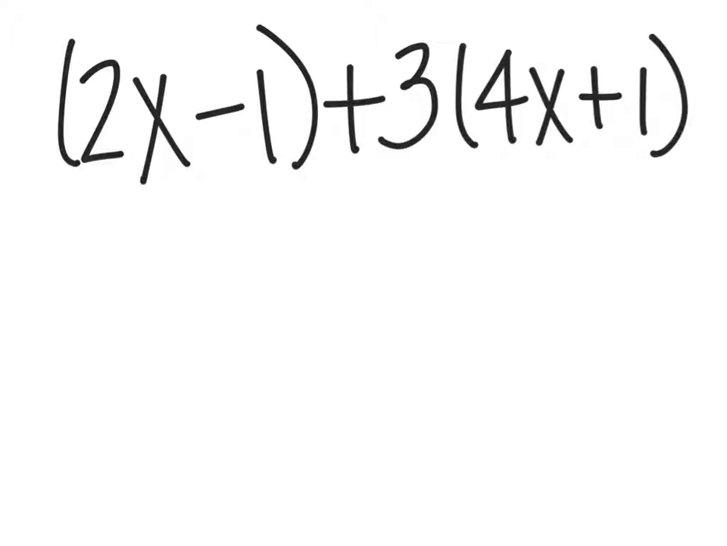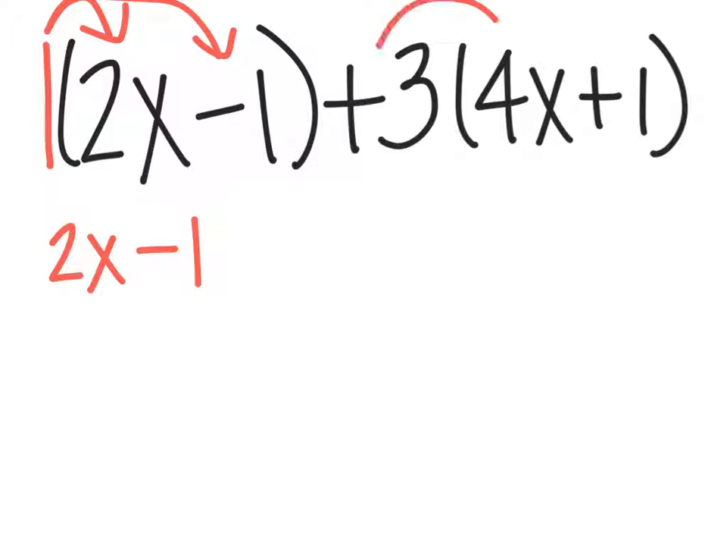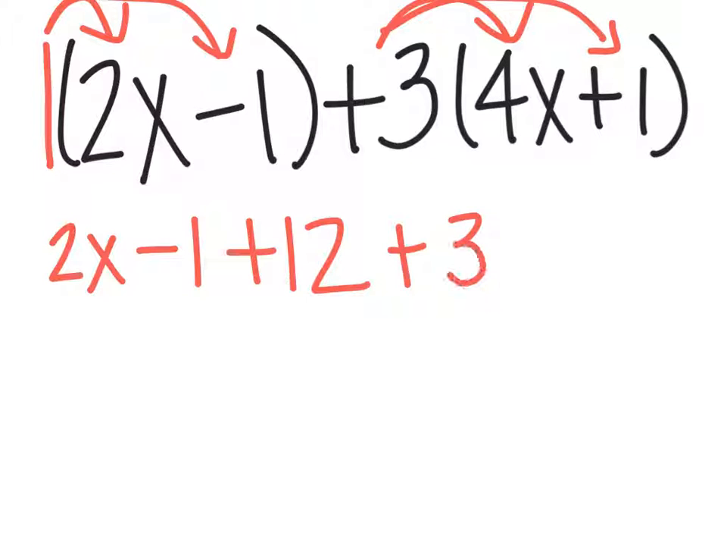So I have (2x - 1) plus 3 times (4x + 1). So again, I'm going to put a 1 in front of this parentheses here. 1 times 2x is 2x, and 1 times negative 1 is negative 1. 3 times 4x is 12x, and 3 times 1 is 3.